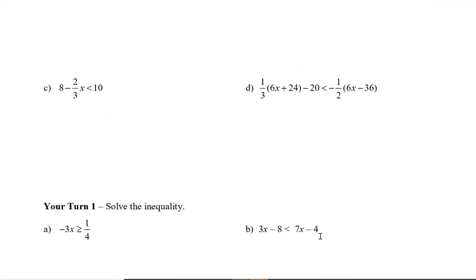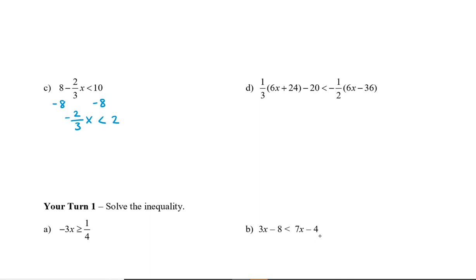All right, so here we have 8 minus 2/3 x. So we're going to subtract 8 from both sides. So we're going to move the constant over first. So we now have negative 2/3 x is less than 2. Now when we subtract, don't forget that nothing happens. We don't change the inequality.